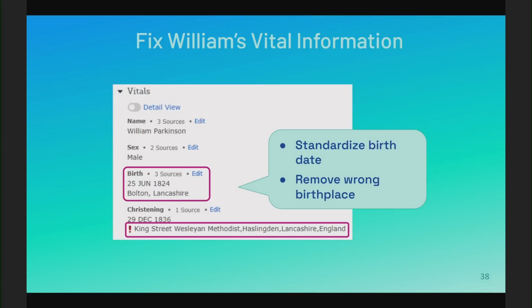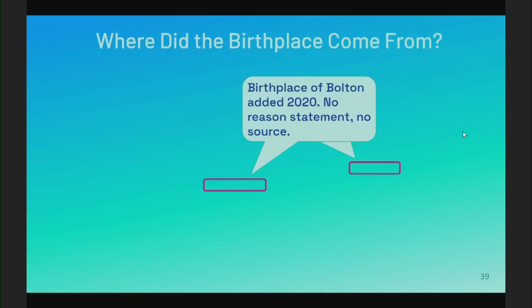Anytime you find something like this, almost always the answer is going to be in the changelog. So let's go into the changelog and see where Bolton came from, because the inclination a lot of times is just to trust this and go, okay, it says Bolton, that must be right. So now is all my research wrong? Is he really in the Bolton family? But let's look at where this Bolton birthplace came from.